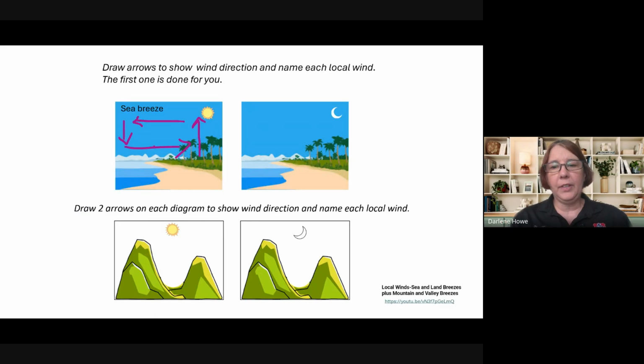All right, moving on. Now, we talked about the global, those were global winds. Now we're going to talk about local winds. And there are 4 different local winds that we talk about.